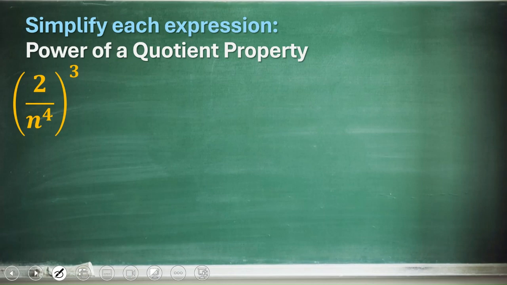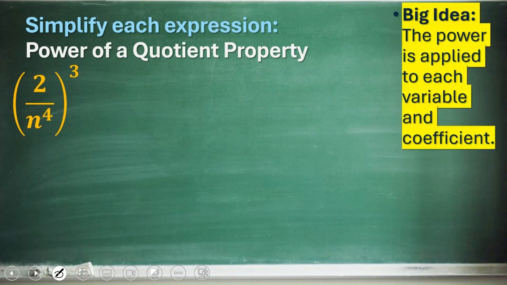It's your friendly math tutor, Miss C, here to simplify exponential expressions using the power of a quotient property. Here's the big idea. The power is applied to each variable and each coefficient in the parentheses. So let's have a look at how this works.